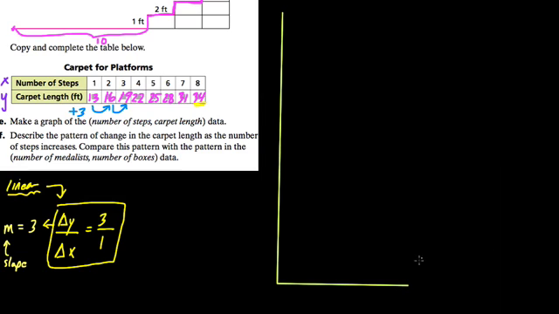Okay, so now the x-axis is what? Well, now it's the number of steps. Before, the number of steps was the dependent variable, and now it's the independent variable, right? See, that's changed quite nicely. Number of steps, and then the y-axis is going to be equal to carpet length. And I could have labeled the axes like I did before, I just don't have the room here on the page. Okay, so we have 0, 1, 2, 3, 4, 5, 6, 7, 8.